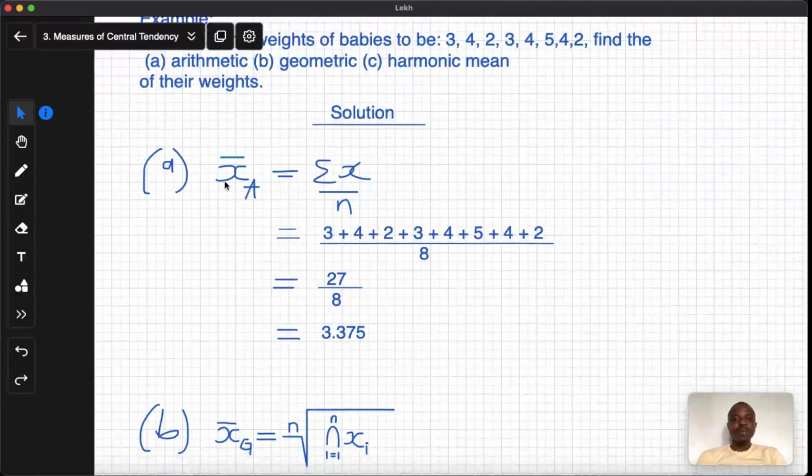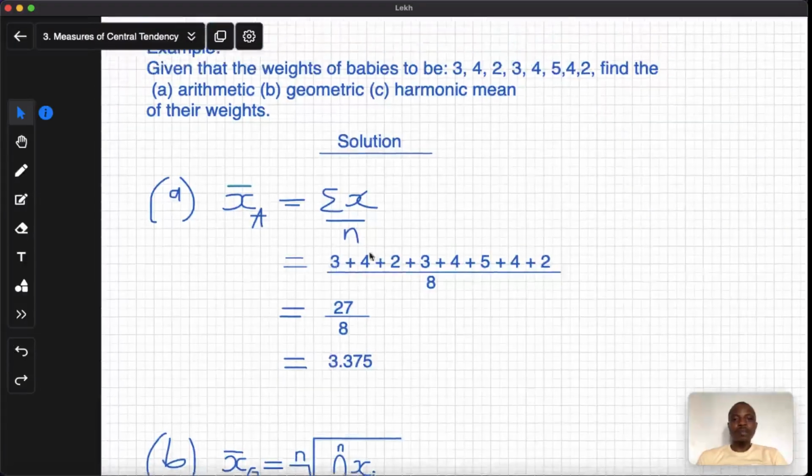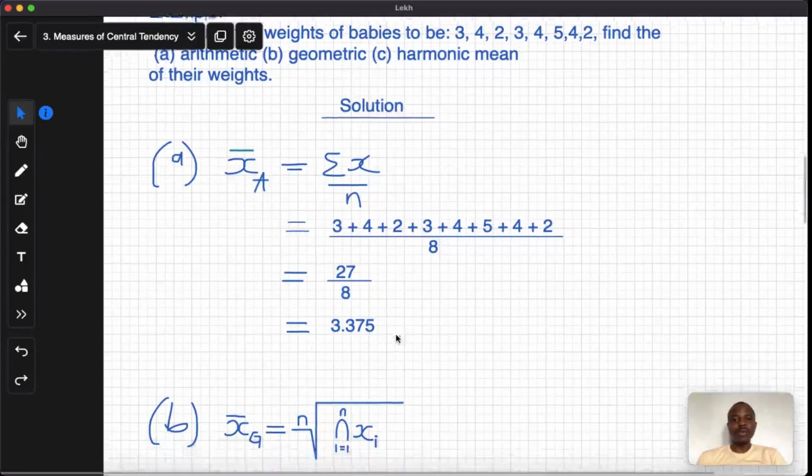Now, we get the arithmetic mean by using the formula that you see here, and that will give us, so we add everything, 3 plus 4 plus 2 plus 3 plus 4 plus 5, and then we get 27 divided by 8. 8 is the number of observations, 1, 2, 3, 4, 5, 6, 7, 8. So that's how we got that, and then you get 3.375.